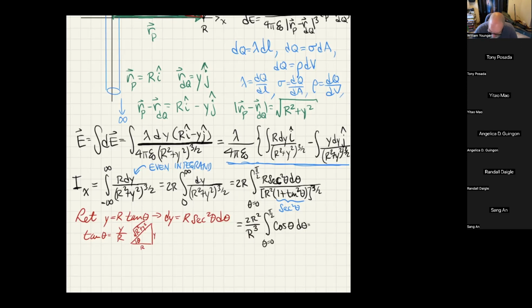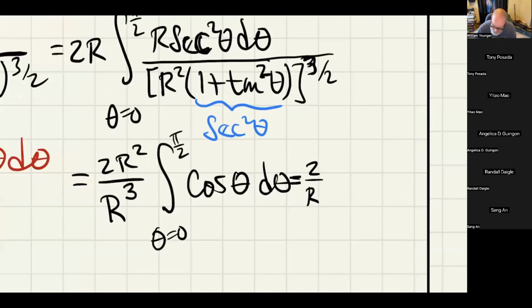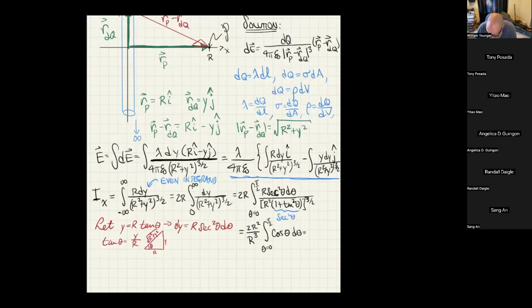All right, so I now have 2 over r. Anybody have any questions on that? I have 2 over r, integral of cosine theta. We know the derivative of sine is cosine, so the integral of cosine is sine. So really, I'm going to do the sine of pi over 2, which is 1, minus the sine of 0, which is 0. So really, the whole answer is just going to be 2 over r. So I've now completely figured out this integral. And the answer is, as I said, 2 over r.